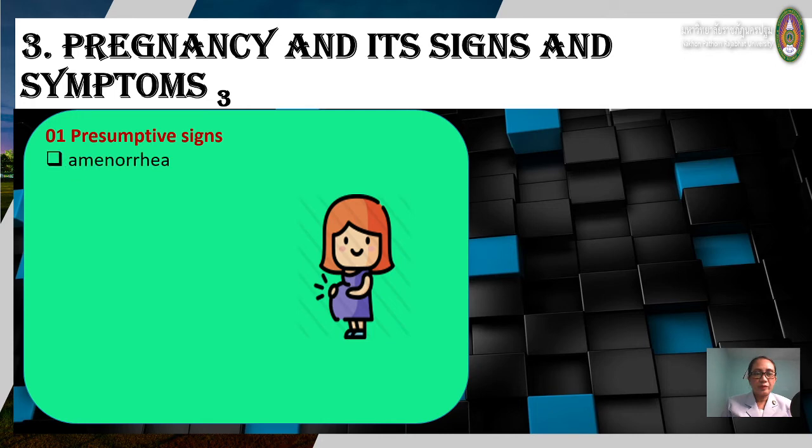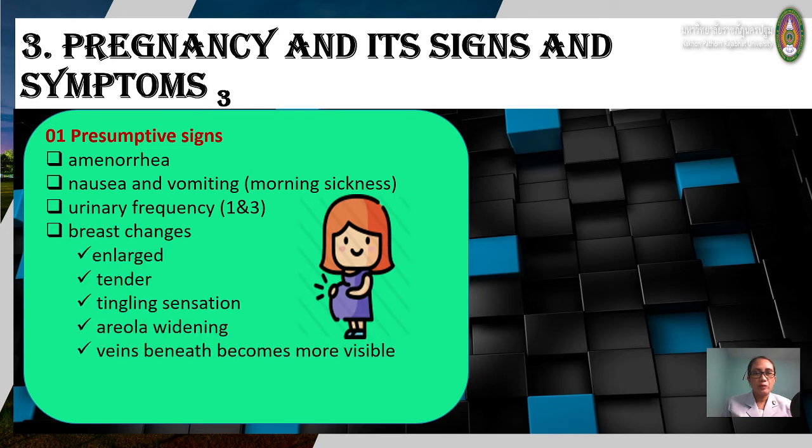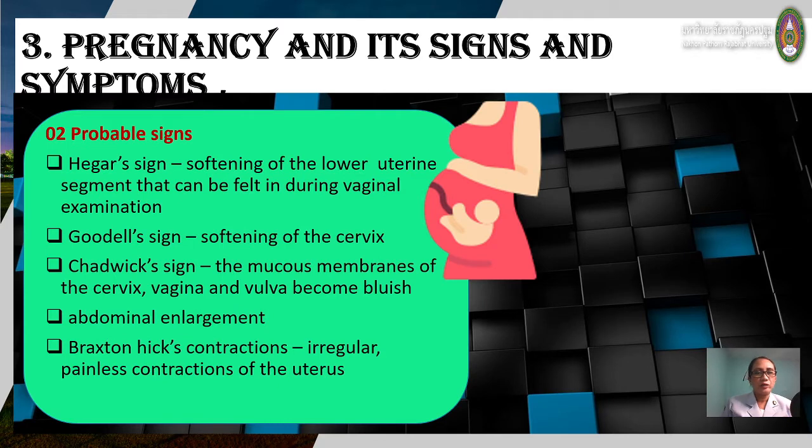So we have the presumptive signs: amenorrhea, nausea, vomiting, urinary frequency, breast changes, fatigue, and quickening at 16 to 20 weeks of pregnancy. For the probable signs, we have Hegar's sign, Goodell's sign, Chadwick's sign, abdominal enlargement, and Braxton Hicks contractions. I will later discuss this in your subject, a course in the Faculty of Nursing for one semester.